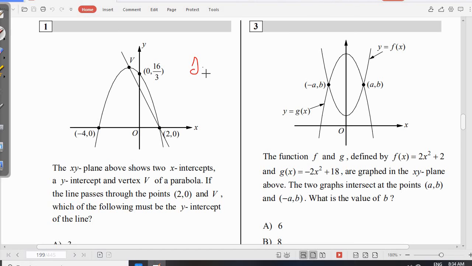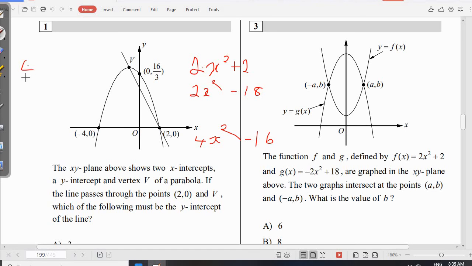So you have 2x squared plus 2 is equal to minus 2x squared plus 18. We just add 2x squared to both sides. When the 18 goes to the other side, it becomes minus 18. So 2x squared plus 2x squared gives you 4x squared, and now you have 2 minus 18, which is minus 16. So you have 4x squared minus 16.